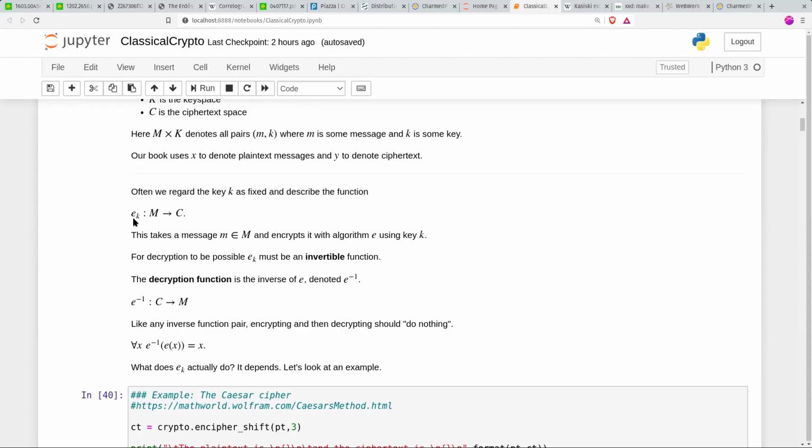Sometimes you use this notation. So here's the encryption function with a subscript K. And that means we're going to be encrypting and the key is already fixed. So then that is just a function from the messages to the ciphertext.